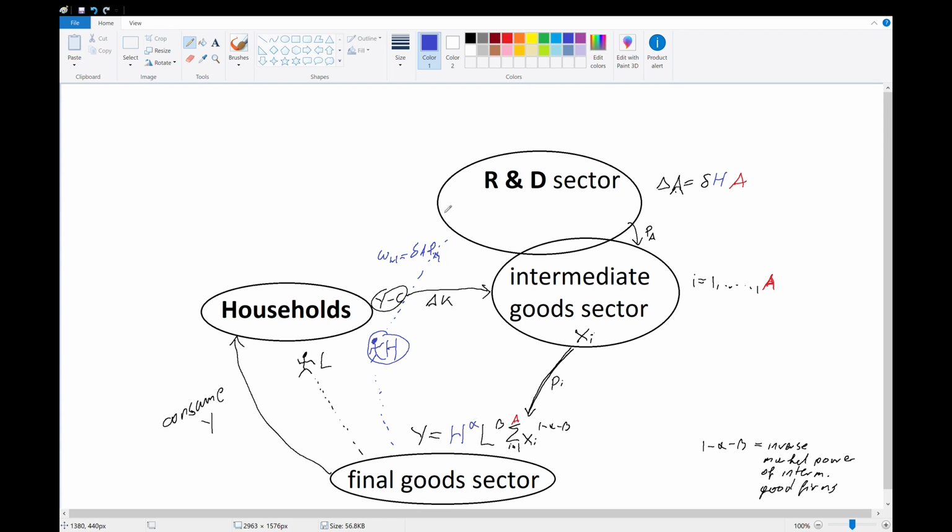Okay, so if there's more human capital in the research and development sector available, then of course we have a higher increase in the number of new designs. What is needed to turn those designs into intermediate capital goods, we said earlier, is that households are willing to give up consumption currently in order to consume in the future.